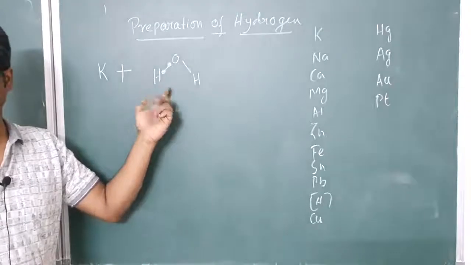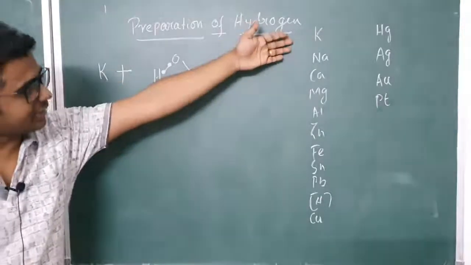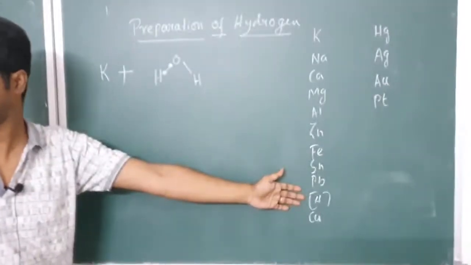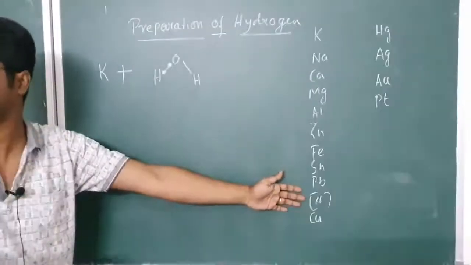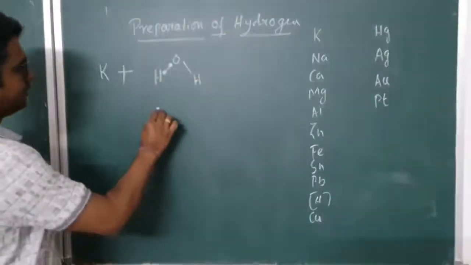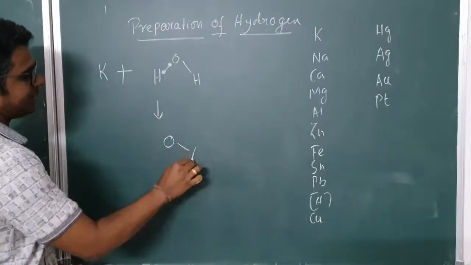HOH. So it has one H and it has one OH. Potassium lying over there and H lying over here. Can potassium displace H? Displace means it will remove H from its position. Can it do it? Okay, let's do it then. So this OH remains as it is.